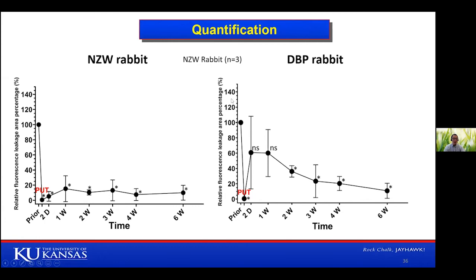Here we tried the quantification for both rabbits. We start with 100% for the New Zealand white rabbits. After immediate treatment, there is a decrease in the density of the vessels. Then after 1 week, you have some rebounding, and then it becomes a steady state. Overall, you see a lot of decrease in the neovascularization. For the Dutch belted pigmented rabbit, it's the same thing, and the rebounding seems a little bit more here. But again, over the period of 6 weeks, the density of neovascularization is reduced.